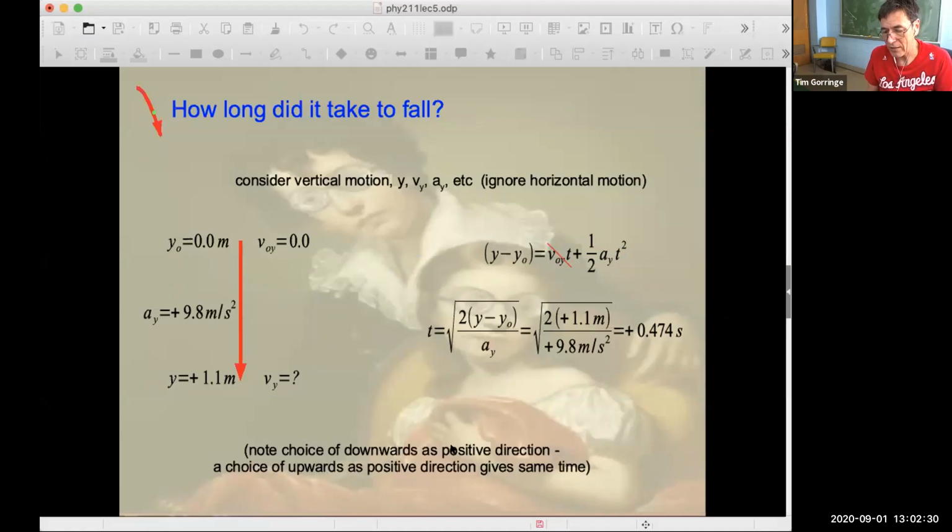So note, when I did this problem, I chose downwards as the positive direction. You could do the same problem choosing upwards as the positive direction. You would get the same time. So if you want to try that out, feel free to do so. The time it takes can't matter whether you choose up or down to be positive. In either case, as long as you make all your quantities consistent with that choice, your speeds, your displacements, your accelerations, consistent with your choice of whether up or down is positive, you'll get the same time.